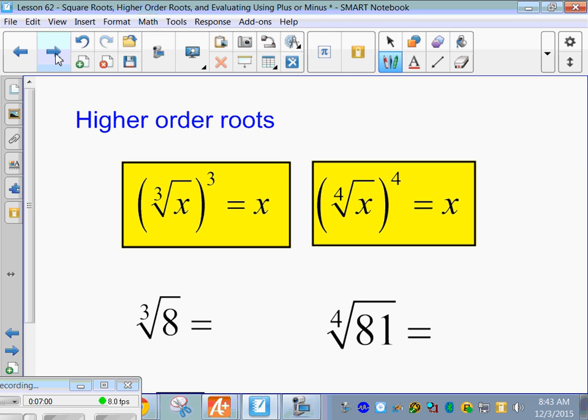Okay. Higher order roots. Now we're going to talk about cube roots and fourth roots. If we cube a cube root, it gets rid of it and you just get x. And if we take the fourth power of a fourth root, it gets rid of it and we just get x. So go ahead and write those yellow boxes down. It cancels itself out just like when we square a square root. So to undo a cube root, it has to be something cubed.